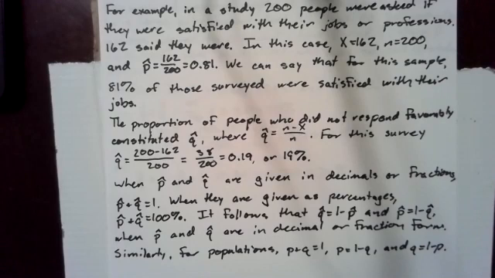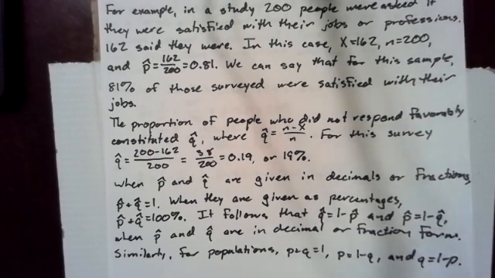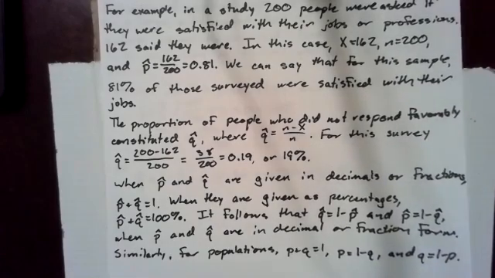When P hat and Q hat are given in decimals or fractions, P hat plus Q hat equals 1. When they are given as percentages, P hat plus Q hat equals 100%. It follows that Q hat equals 1 minus P hat, and P hat equals 1 minus Q hat, when P hat and Q hat are in decimal or fraction form. Similarly, for populations, P plus Q equals 1, P equals 1 minus Q, and Q equals 1 minus P. But we won't do much with proportions of populations in this class.